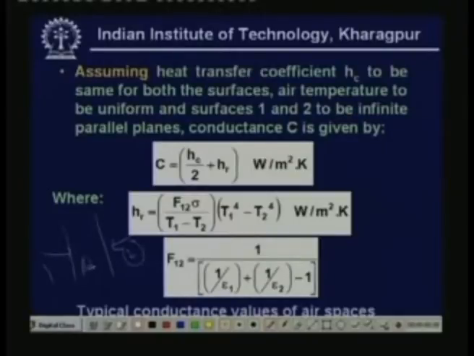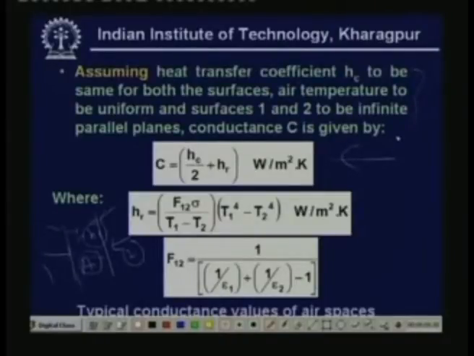So you have air here. There is a heat transfer coefficient between this surface and air, and a heat transfer coefficient between the other surface and air. If you assume that the heat transfer coefficients between the air and surface 1 and between the air and surface 2 are the same, equal to Hc, and the temperature is uniform, that means there is no temperature gradient inside the air space, and these two plates are infinite parallel planes, then the conductance is given by C equals Hc by 2 plus Hr. You can derive this expression very easily under these assumptions.